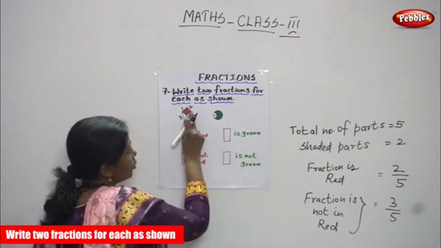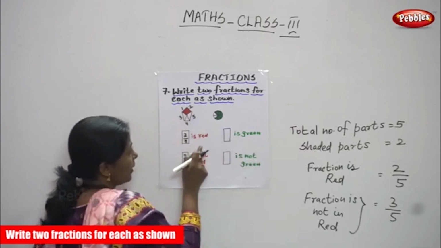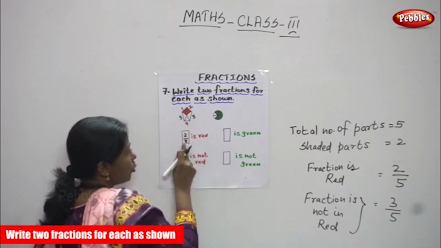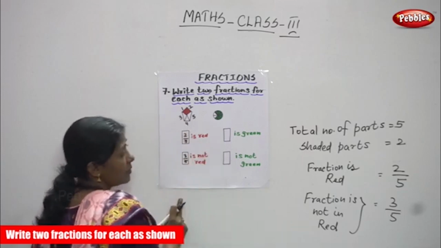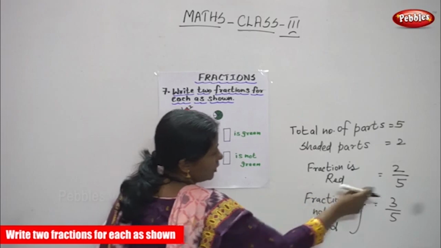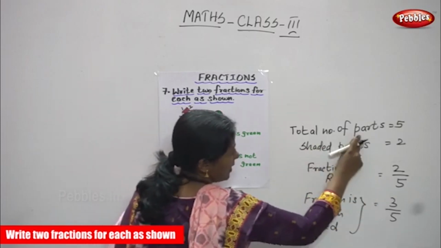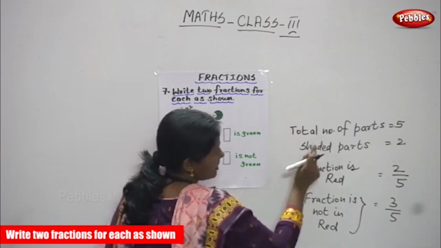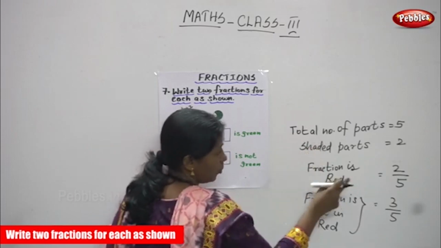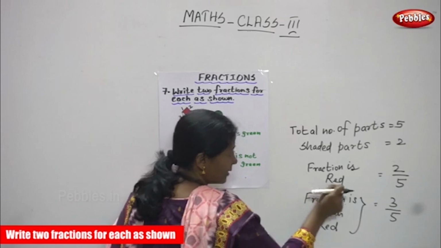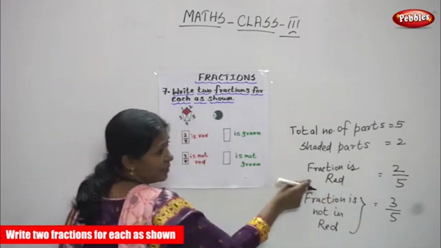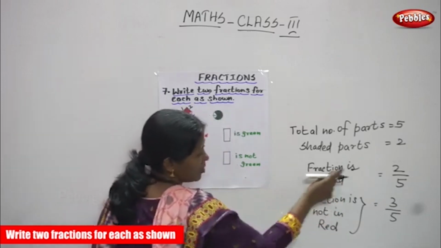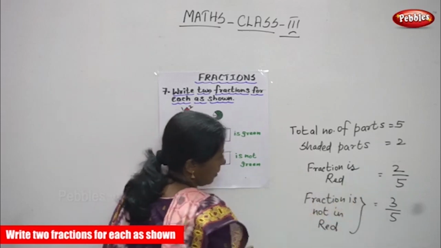Total number of parts is 5. Shaded in red color, 2 parts. Okay, shaded parts, only 2 parts, that is in red color. That is what 2 by 5 is red. And that is what I have written. Fraction is red, 2 by 5. Total number of parts, 5. Shaded parts, only 2 parts. Overall, 5 parts. Only shaded parts, what? 2 parts. Fraction is red in color, so only 2 parts I shaded in red color. That is what I have written. Fraction is red in color, 2 by 5.